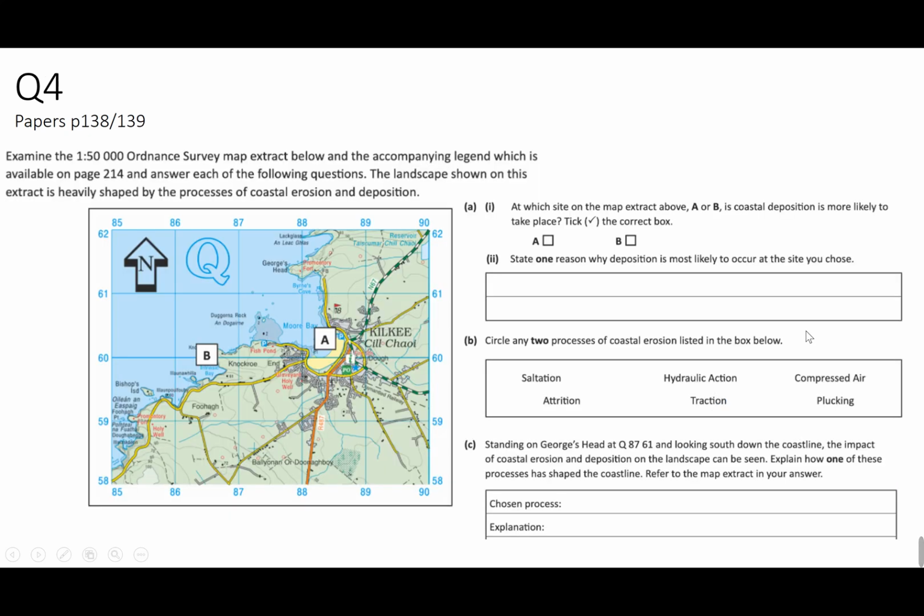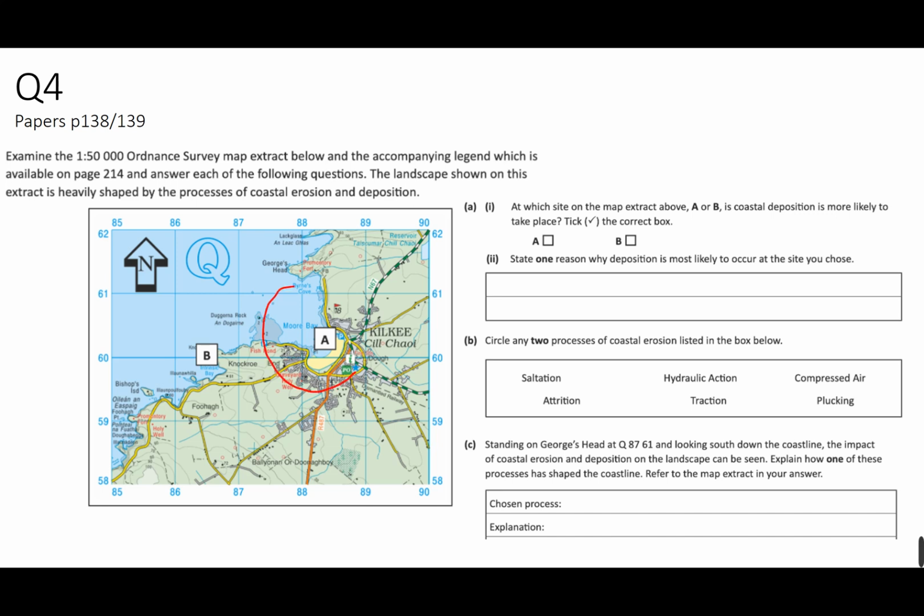Alright, question 4 then. So again, this is one from your sample papers. At which site on the map extract above A or B is coastal deposition more likely to take place? So you're answering question 4, A1, and then your answer will either be A or B. State one reason why deposition is likely to occur. Now, for this one here, your one reason isn't, I know it's deposition because there is a beach. It's asking you why. Why is deposition happening there?